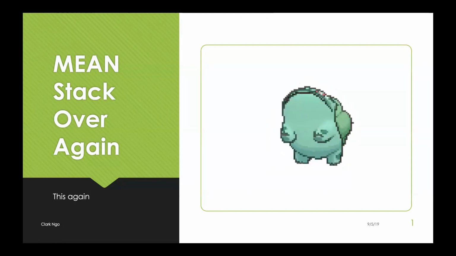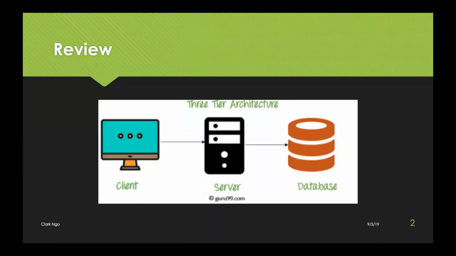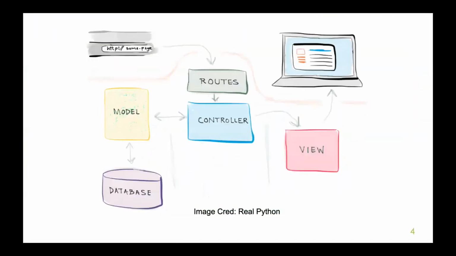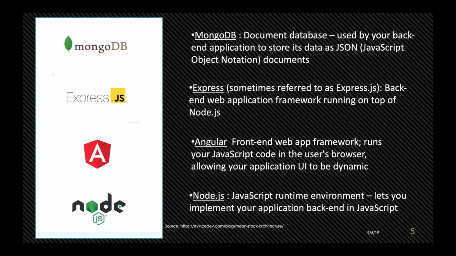Okay, so I'm going to talk about the MEAN stack again. Review: client, server, database. There are no new people here, so I'm just going to proceed. Additionally, routers route to the specific controller, and that controller would then interact with the view or model.